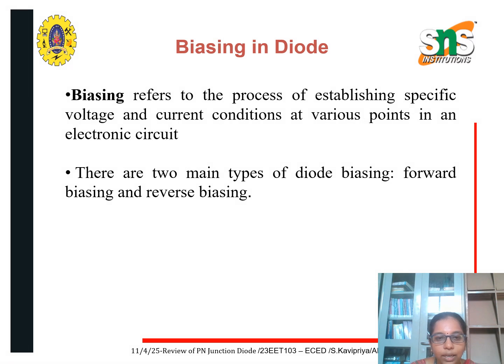Next is biasing in diode. What is biasing? Biasing is nothing but providing the voltage for the devices for their proper functioning, providing a supply for the device for its proper functioning. There are two types of biasing in case of diodes. They are forward and reverse biasing.